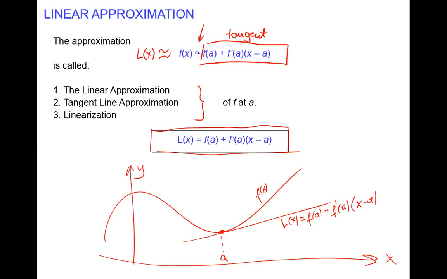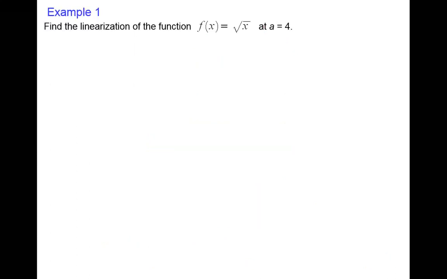Okay, that means let's practice. For example, this one. Find the linearization of the function square root of x at 4. We don't have to be really afraid of the new terminology, as I said. You can simply think tangent line.